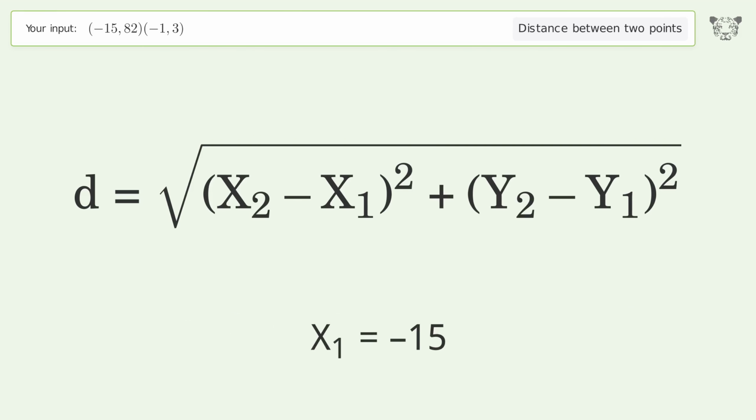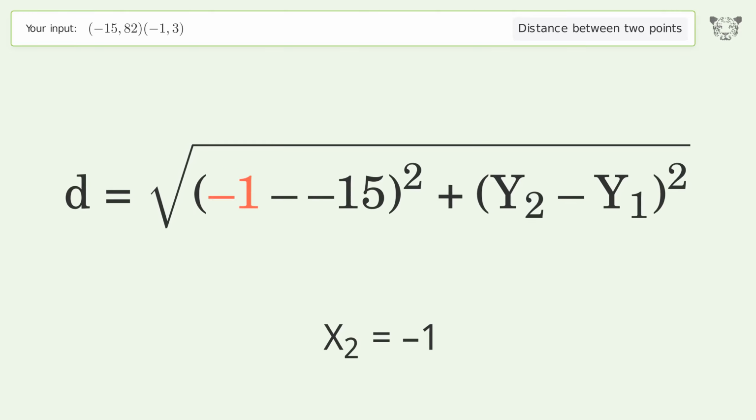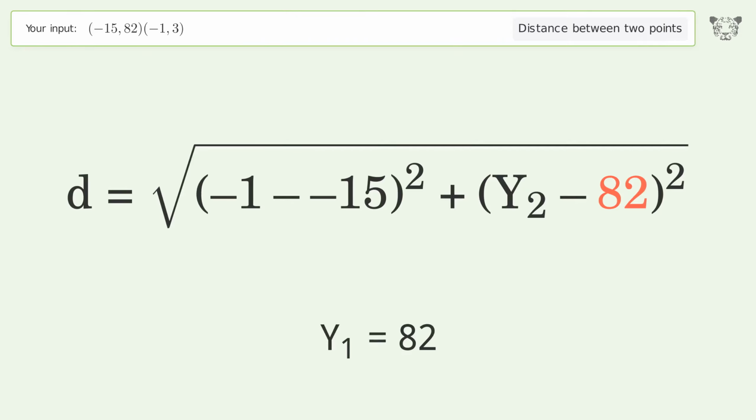x1 equals -15. x2 equals -1. y1 equals 82. y2 equals 3.